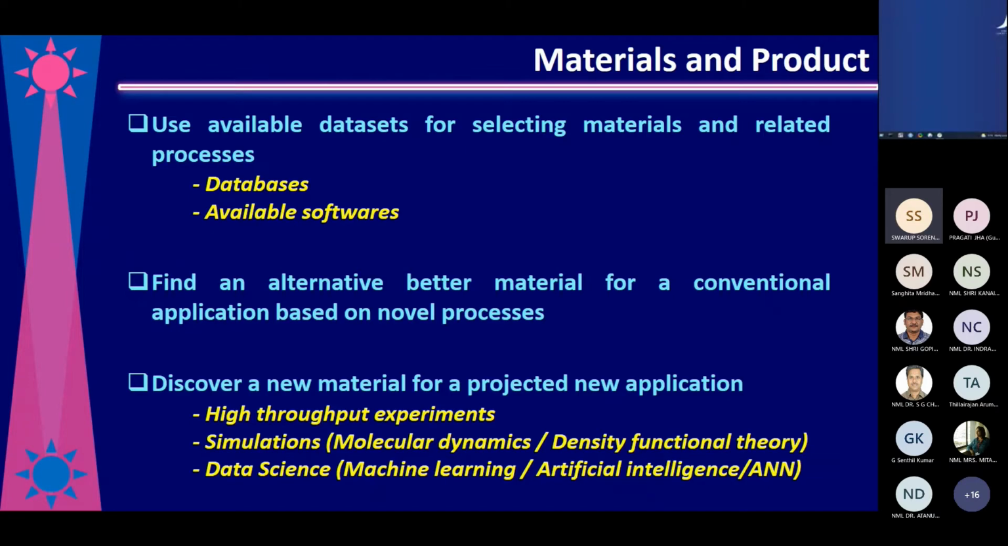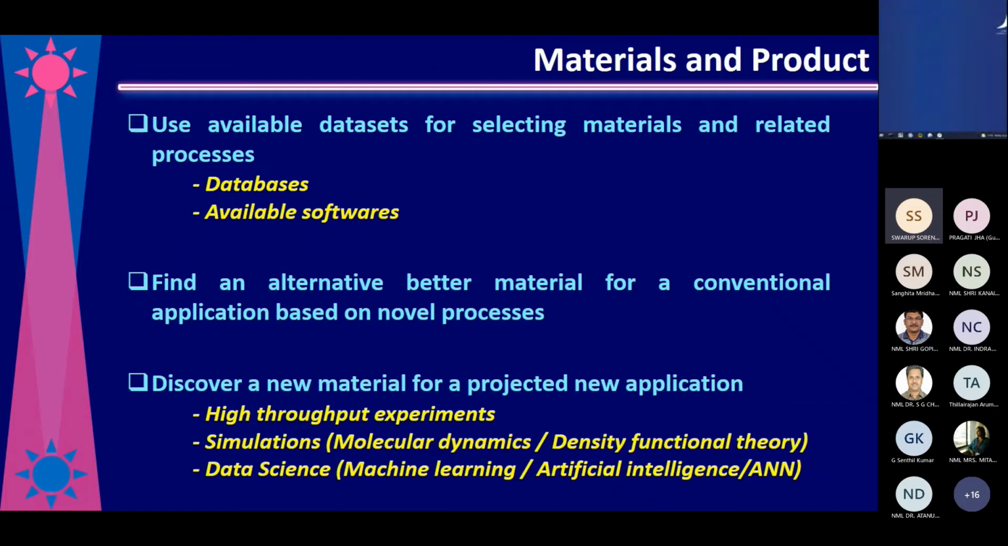And then the other is to find an alternative better material for a conventional application based on a novel process. You know the material I'm using, and this is what we want to use. But since there is a new process, and a new process can give rise to better properties also, you take the material for processing by a new process.